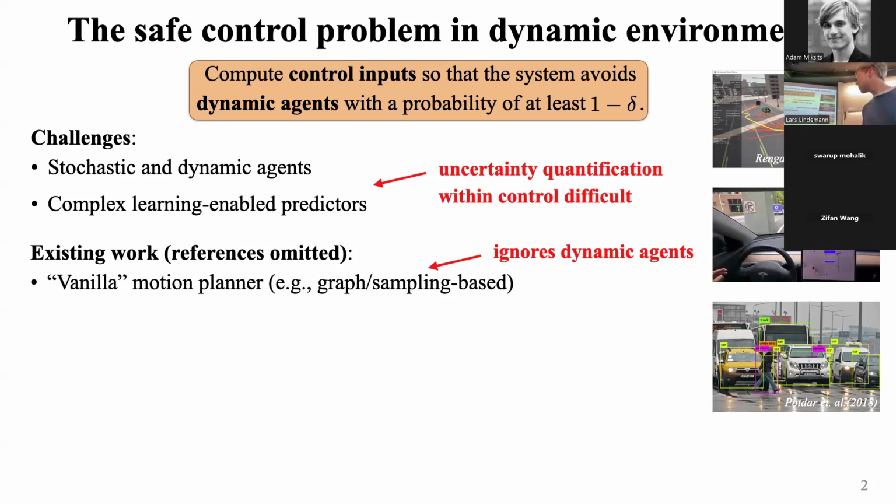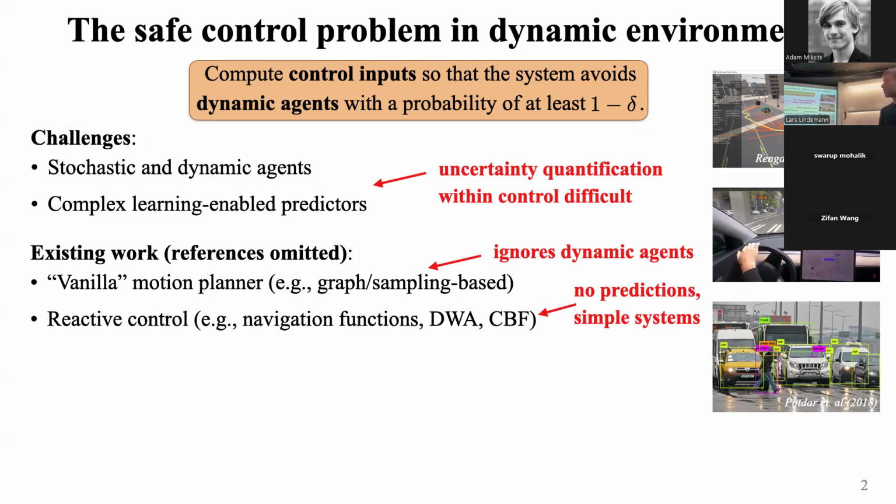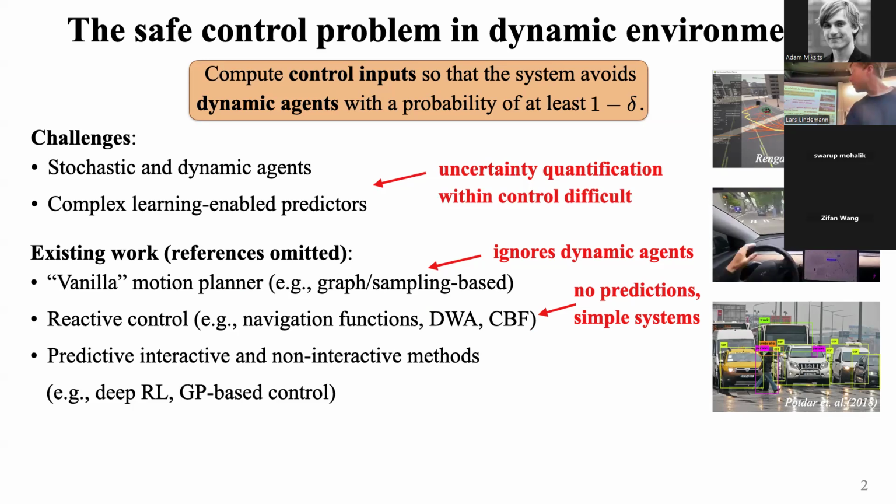However, these usually ignore the dynamic agents in the environment and the uncertainty that comes with it. There are reactive control methods, navigation functions, dynamic window approaches, specifically in robotics, or CBFs that most of you here know. However, since these are reactive, they don't use any predictions of the environment. And in order to show validity of these control methods, you usually consider rather simple system dynamics. We had this discussion yesterday as well.